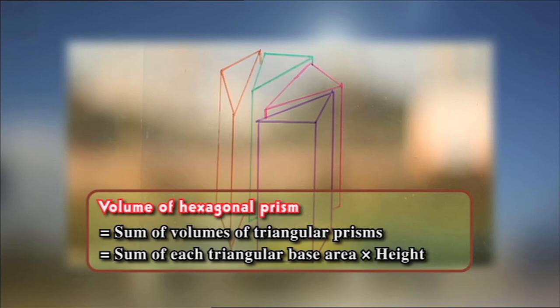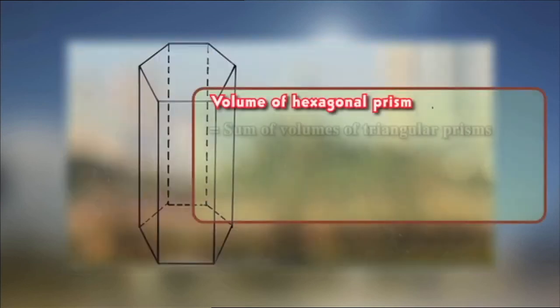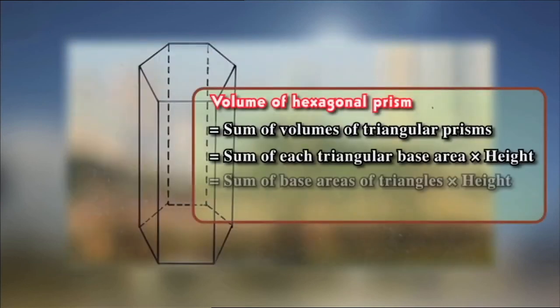As the heights of these triangular prisms are the same, we first add up the areas of the 4 triangular bases and then multiply it by the height. This is the same as the base area of the hexagonal prism times its height. All these equations can be used to calculate the volume of a hexagonal prism.